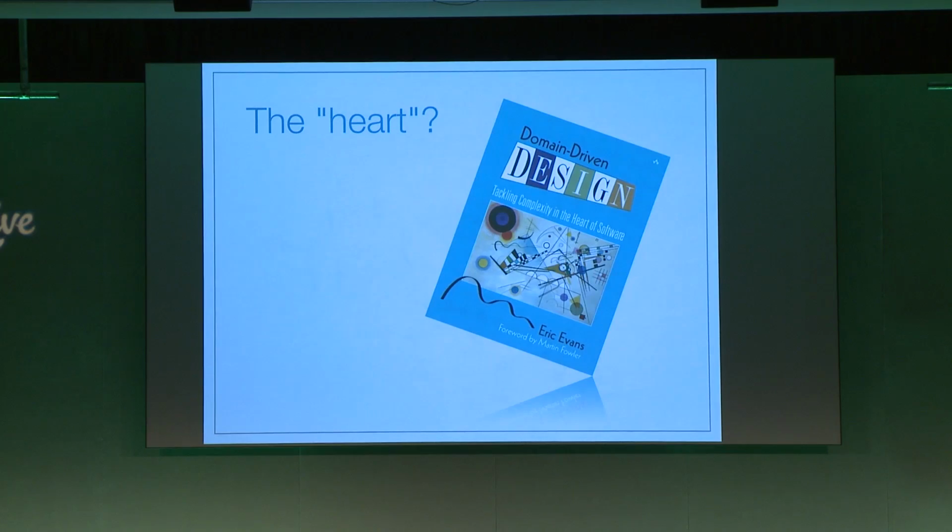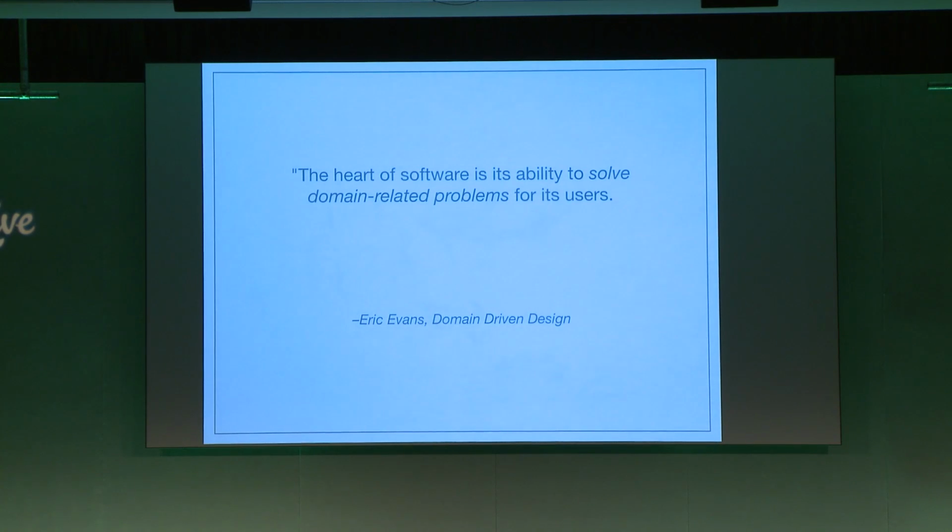And the heart may remind you of the subtitle of this very famous book, Domain-Driven Design. The subtitle is Tackling Complexity in the Heart of Software. And this is exactly the same heart that I'm talking about, the essence, the core. A quote from the introduction of this book: "The heart of software is its ability to solve domain-related problems for its users. All other features of software, vital though they may be, support this basic purpose."